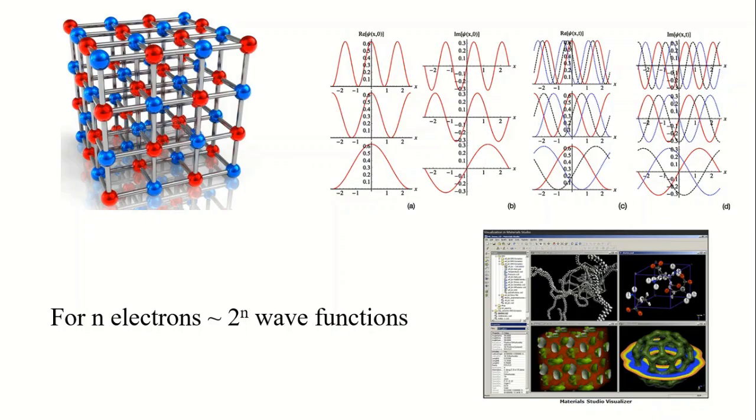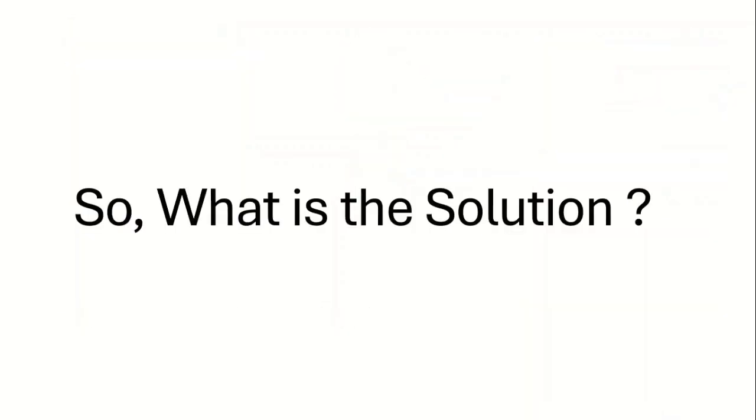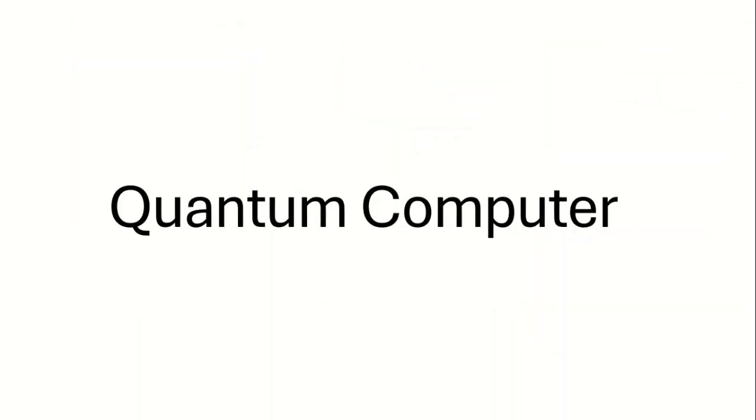Now, if you are working on a system having n electrons, then you have to keep track of 2 to the power n complex functions. For example, for a system having 30 electrons, over 1 billion functions need to be calculated, which requires huge computation power and lots of time. Even the most powerful supercomputers run out of memory or take unreasonable time to handle this task. So, what is the solution? The solution lies in quantum computers.